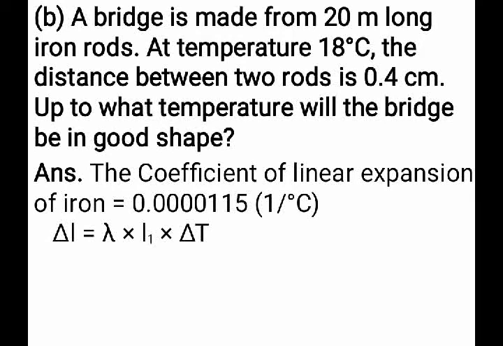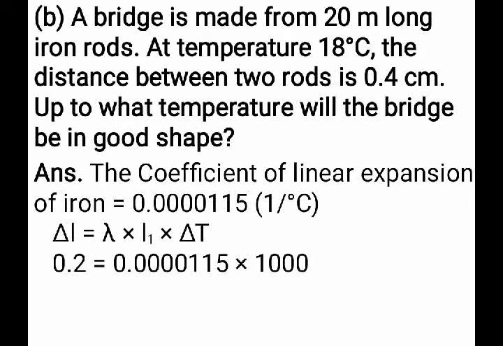Now you have to substitute the values after writing this formula. Delta L, which means the change in length of each rod, which you got as an answer, is equal to lambda, the coefficient of linear expansion of iron, that is 0.0000115, into the initial length of each rod, that is 1000, multiplied by the change in temperature, which you have to find. Change in temperature you have to shift to the left side, and then you have to cross multiply.